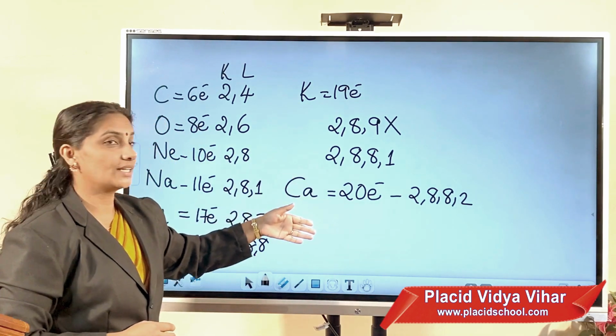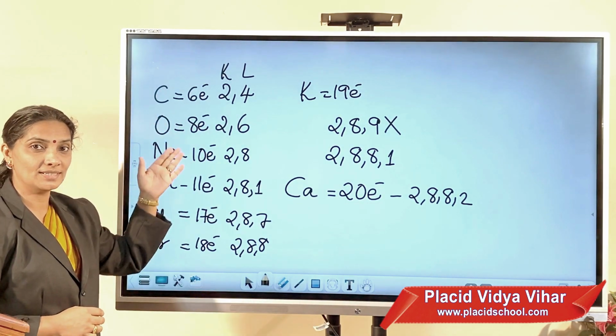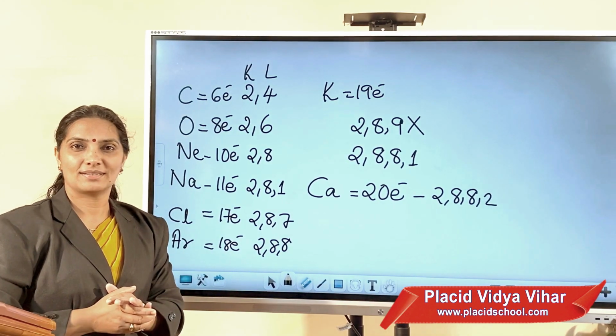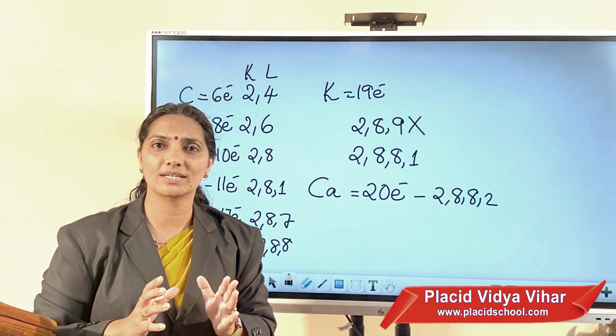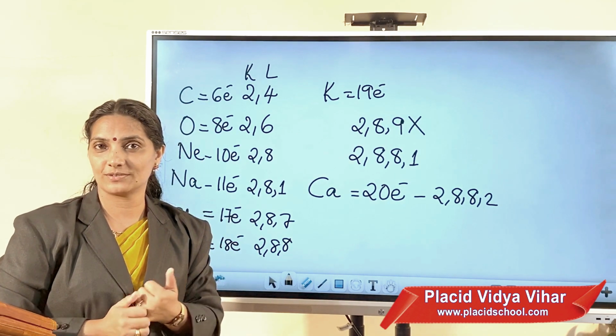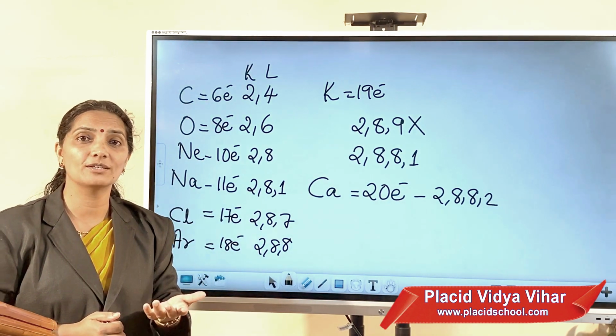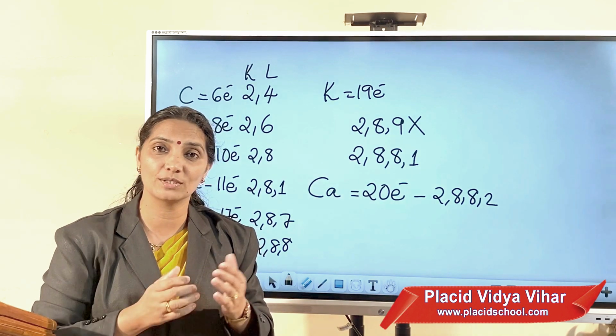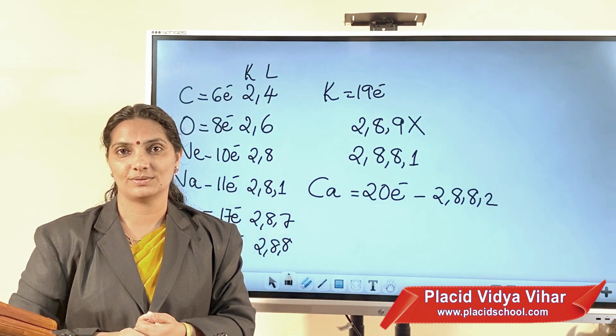So these are the electronic configurations of certain important elements. By this, I hope you all have got a clear picture of the structure of atom and the arrangement of electrons in various shells. For arranging different electrons, we use the Bohr-Bury rule.